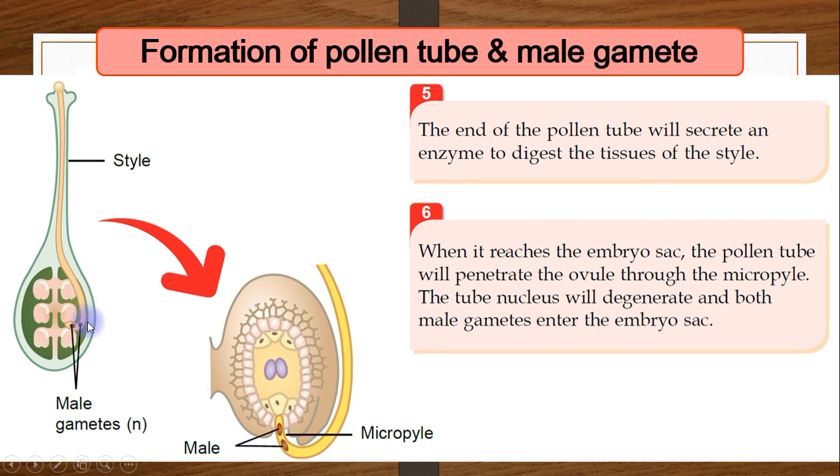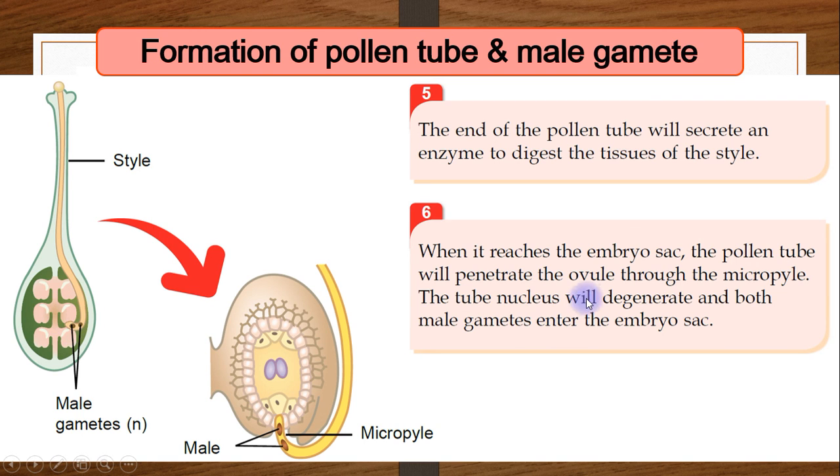to the embryo sac. So what is the embryo sac? The embryo sac is a part of the ovule that contains a female gamete, or egg cell. Okay, number 6. When it reaches the embryo sac, the pollen tube will penetrate the ovule through the micropyle.